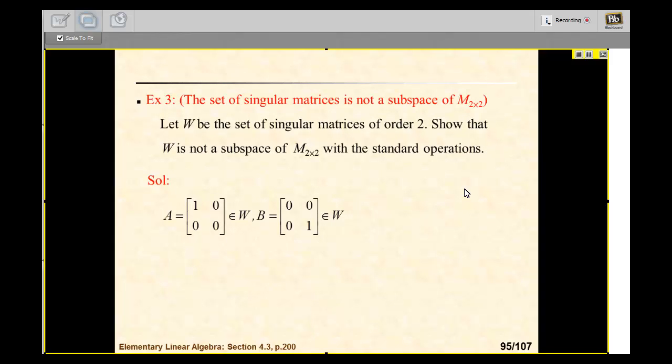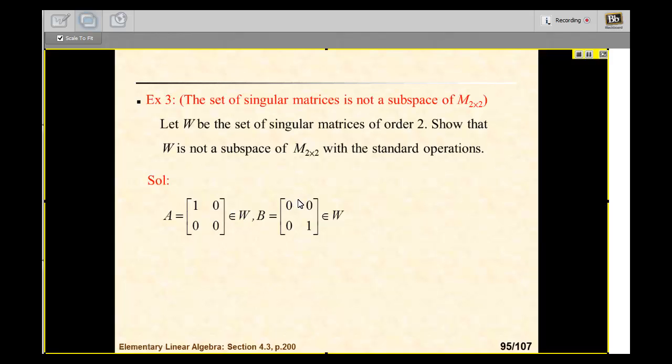There are several examples. The first example says: let W be a set of singular matrices. A singular matrix means a matrix whose determinant is equal to 0. For example, we have a singular matrix A. If you multiply 1 into 0 it is 0, and 0 into 0 is 0, so the determinant will be equal to 0. So it is a singular matrix.